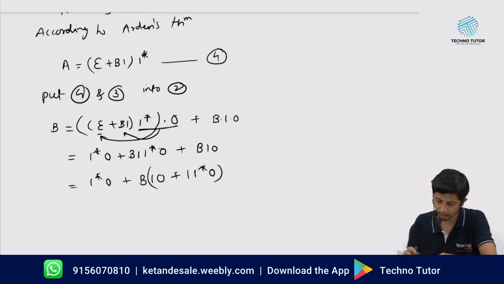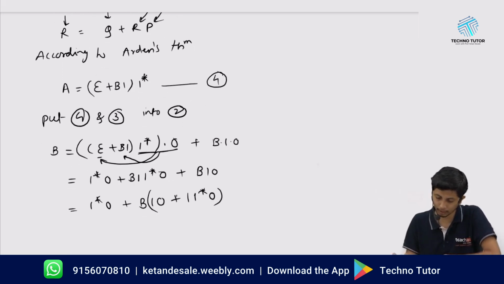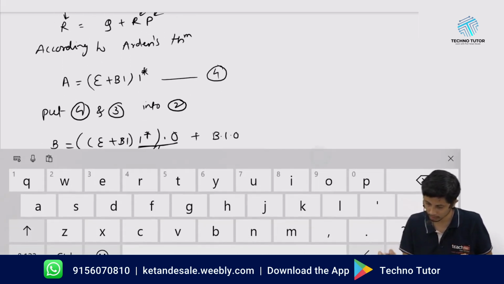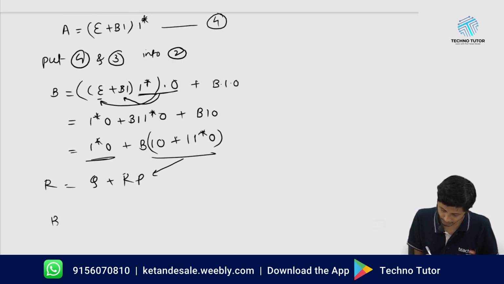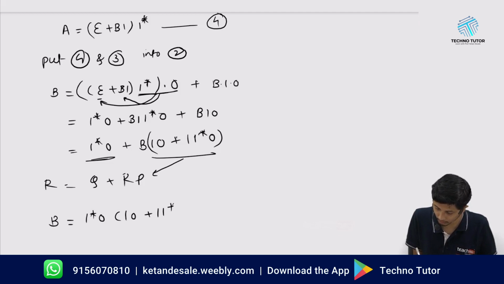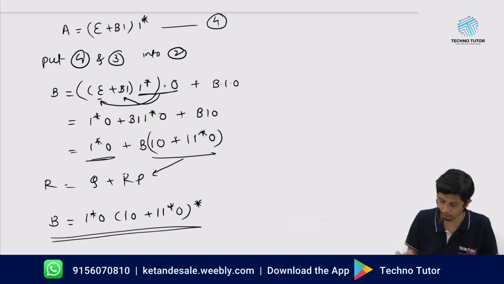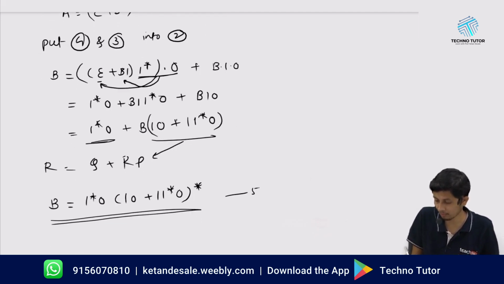So we will map it with this Arden's R is equal to Q plus RP. R is equal to Q plus RP. So yes, now it is satisfying. ये आपका Q, ये आपका P, आपका R. Okay, so you will get the answer like B is equal to QP star. So 1 star 0 Q, P means your 1 0 plus 1 1 star 0 bracket raised to star. Okay, so here we will get the value of B. I can name it as 5.